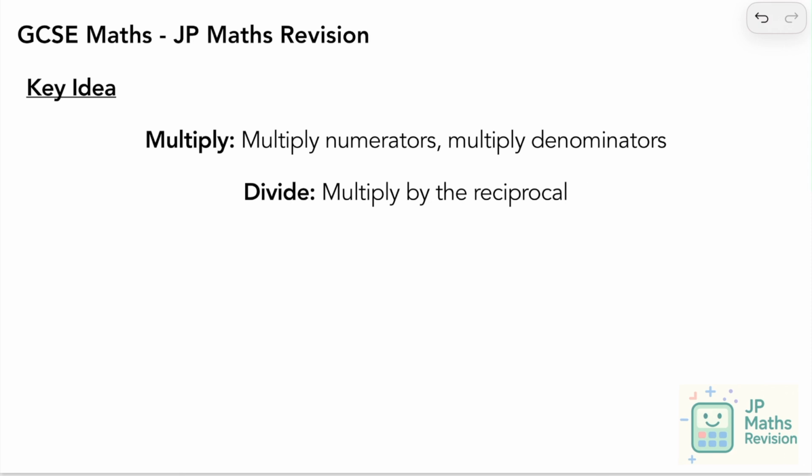So the key idea: when we multiply fractions, we multiply across. In other words, we multiply the numerators with each other and we multiply the denominators with each other. When we're dividing fractions, we multiply by the reciprocal.